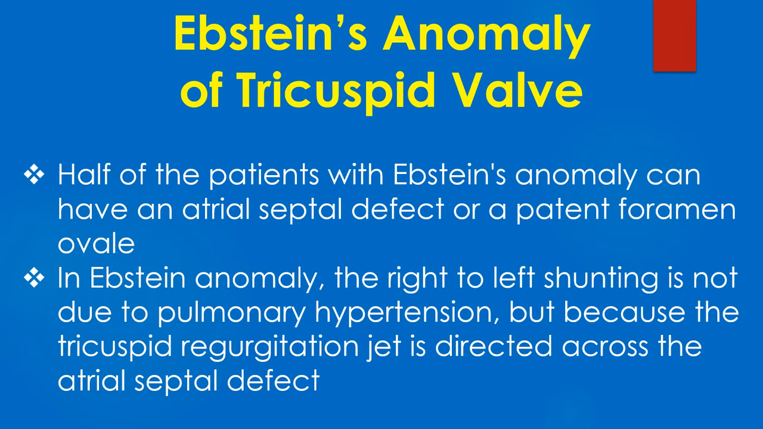About half of the patients with Ebstein's anomaly can have atrial septal defect or patent foramen ovale. In Ebstein's anomaly, the right to left shunting is not due to pulmonary hypertension but because the tricuspid regurgitation jet is directed across the atrial septal defect.